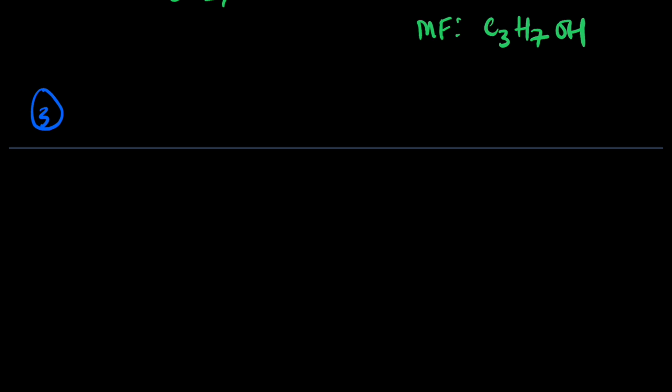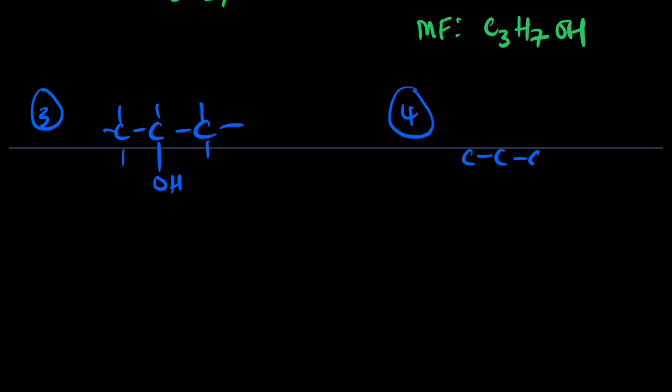The third example here is when we have our OH there. And let's also do the fourth example. The fourth example is when we have 4 carbons and the OH is there.